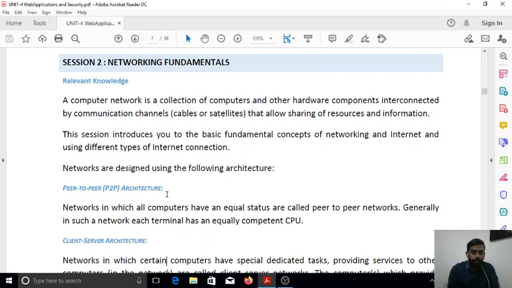We all have seen different networks in our school, right? Yes. So let's look at the definition first. What is a computer network? A computer network is a collection of computers and other hardware components interconnected by communication channels.